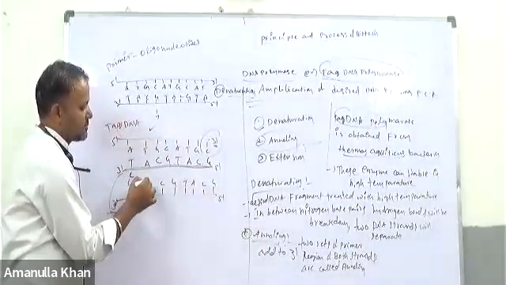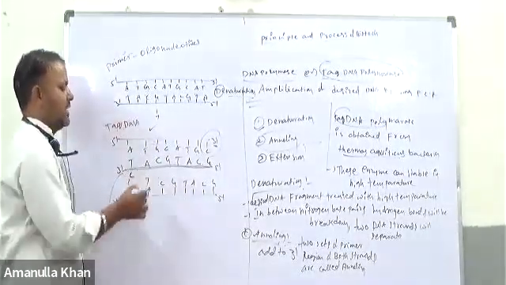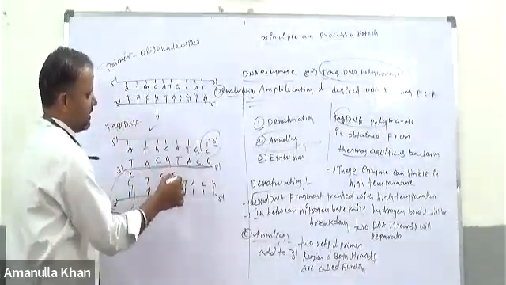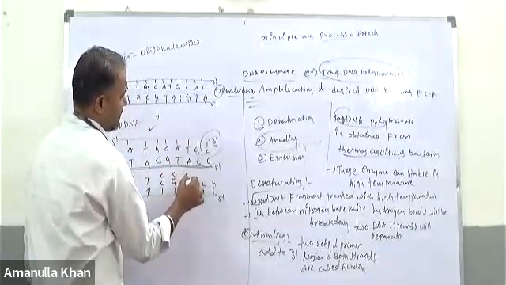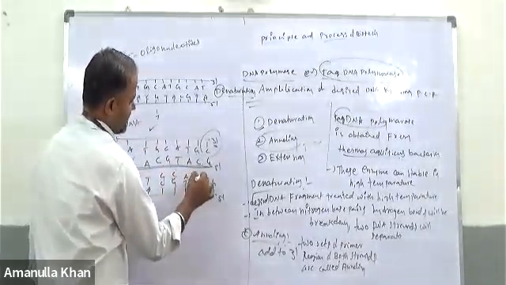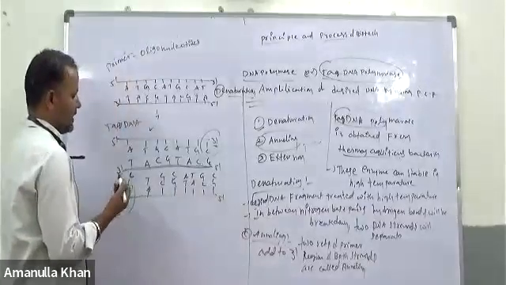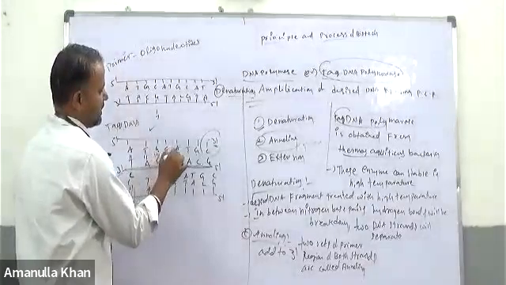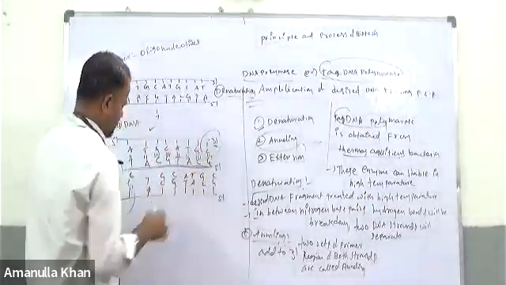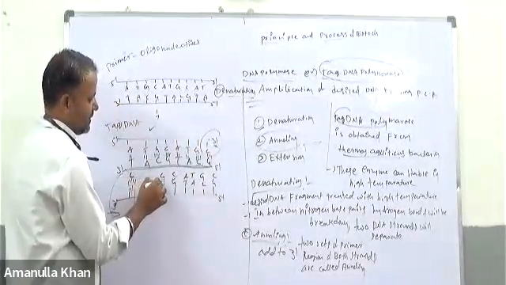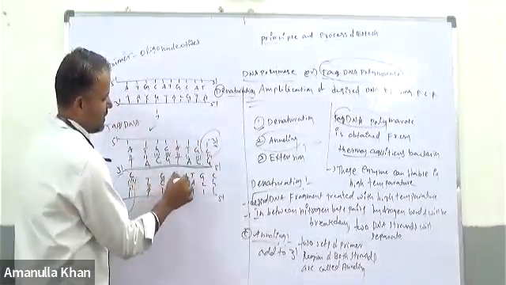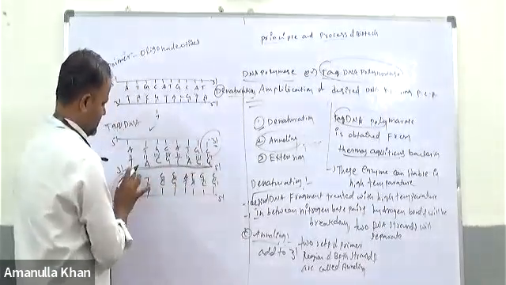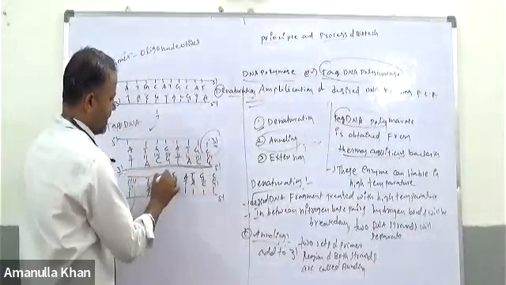Here A is there, so it provides the complementary nitrogen base T. C is there, provide G. G is there, provide C. T is there, provide A. A is there, provide T. C is there, provide G. G is there, provide C. Hydrogen bonds will be formed: double bond, triple bond, triple bond, double bond, double bond, triple bond, and a triple bond. Here also triple bond, double bond, triple bond, triple bond, double bond, triple bond, and a triple bond. These are one DNA strand.